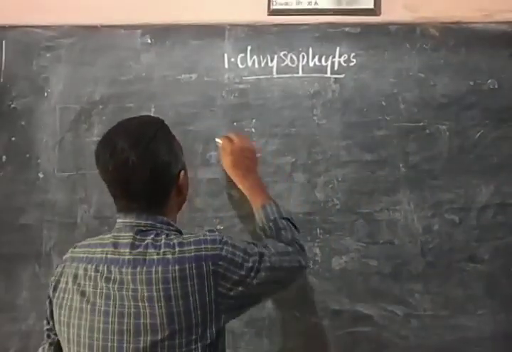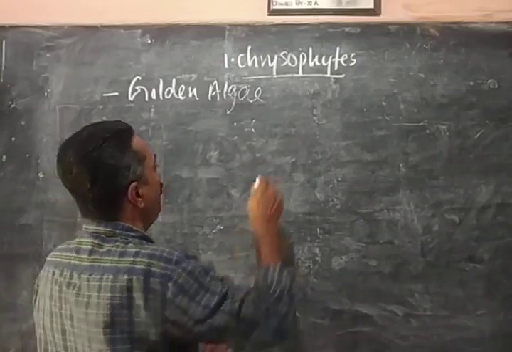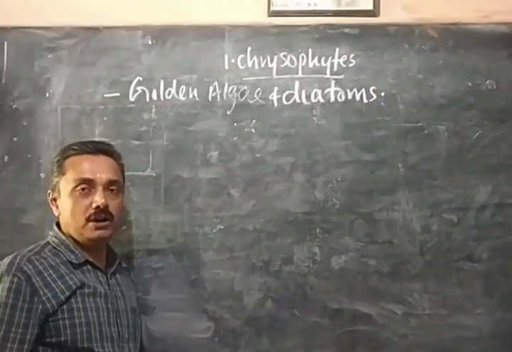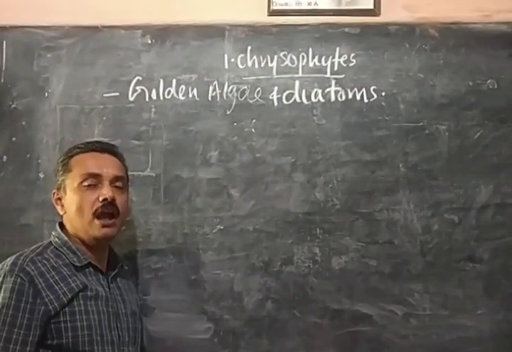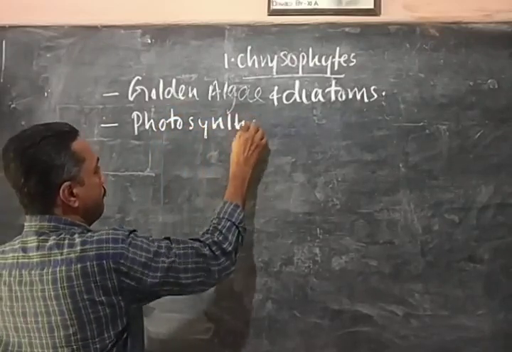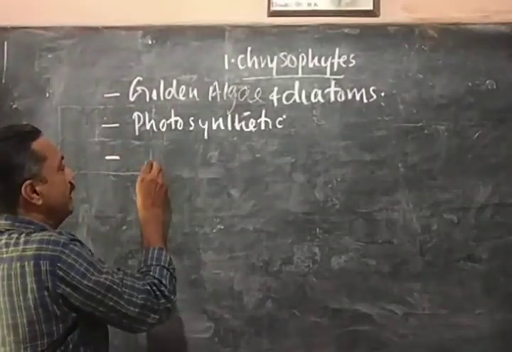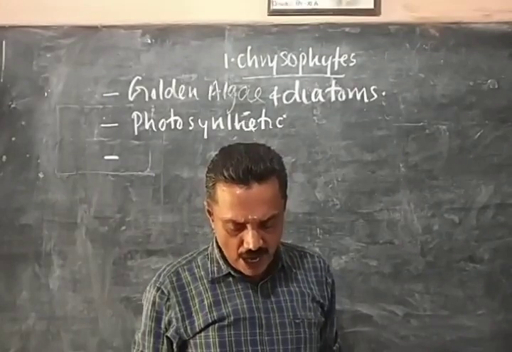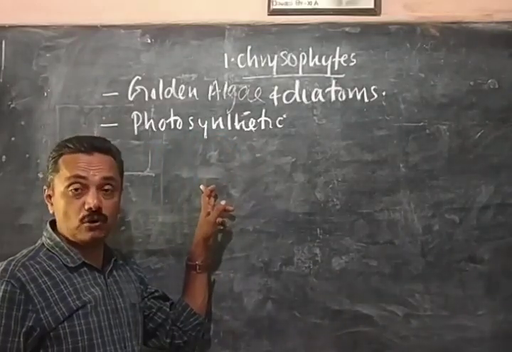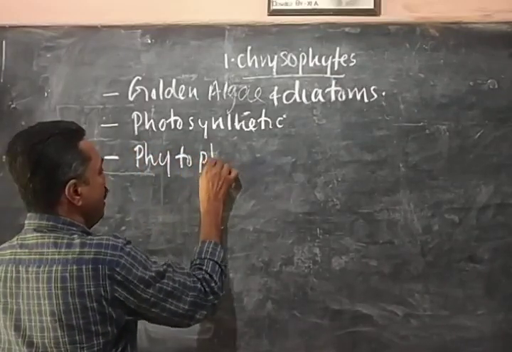Chrysophytes usually include golden algae and diatoms. See, the two groups of organisms coming under this group are golden algae and diatoms. Golden colored algae and diatoms. All of them are photosynthetic, producing food material by photosynthesis, so all are autotrophic organisms. Different colors are available. These golden algae and diatoms float on the surface of water. They are called phytoplanktons.